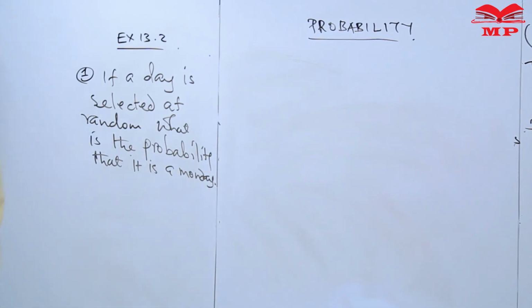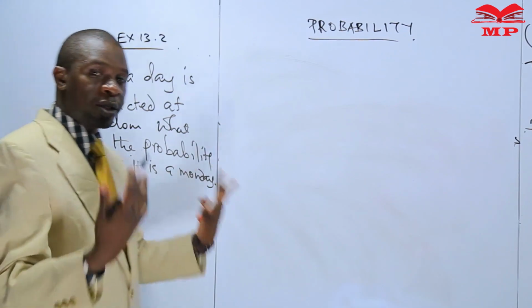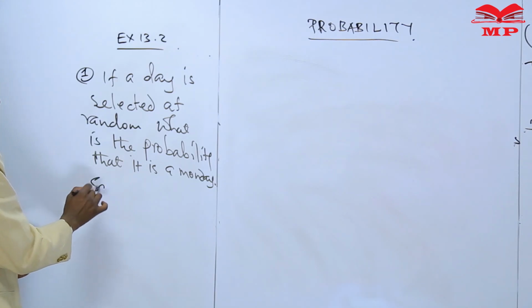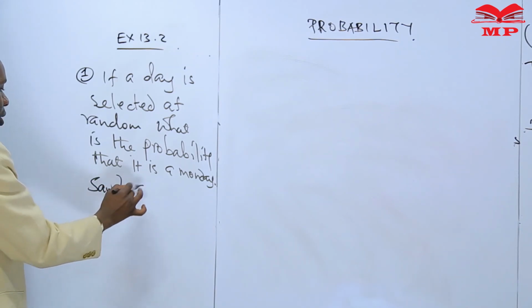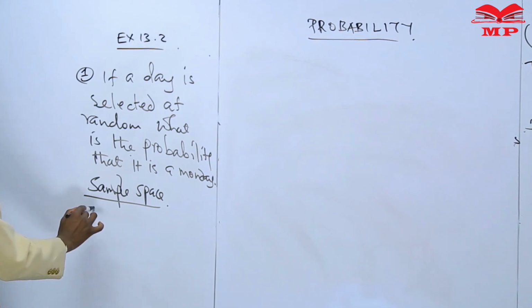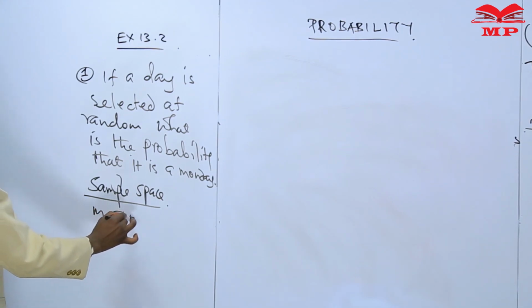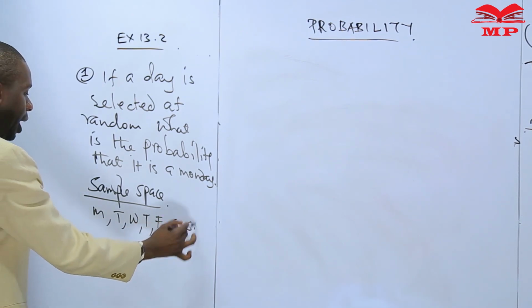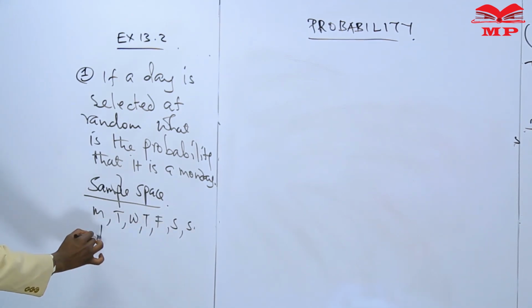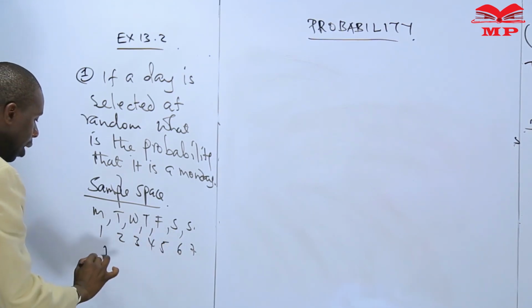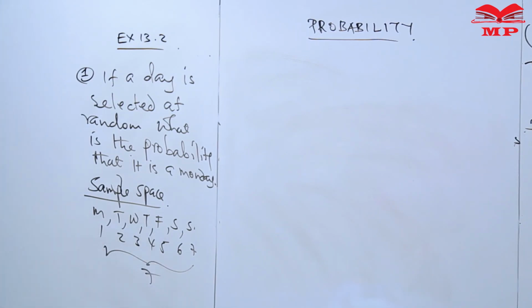So the first important thing is to know how many outcomes are in our sample space. If a day is picked at random, our sample space would include Monday, Tuesday, Wednesday, Thursday, Friday, Saturday, and Sunday. So when we count this, we find 1, 2, 3, 4, 5, 6, 7. So our sample space has 7 items.